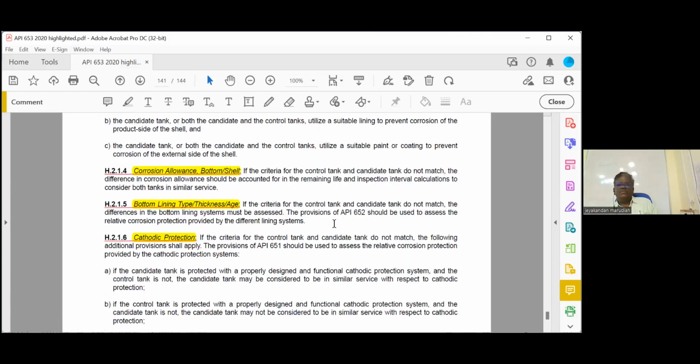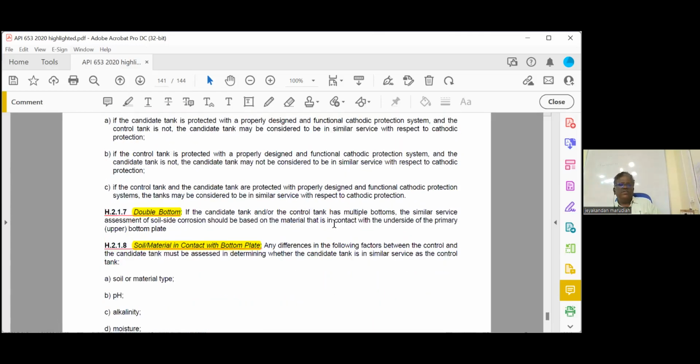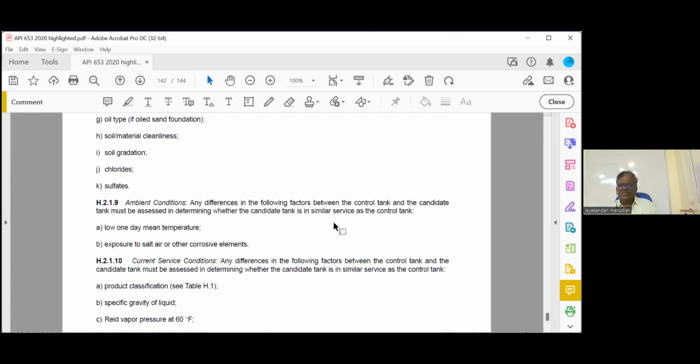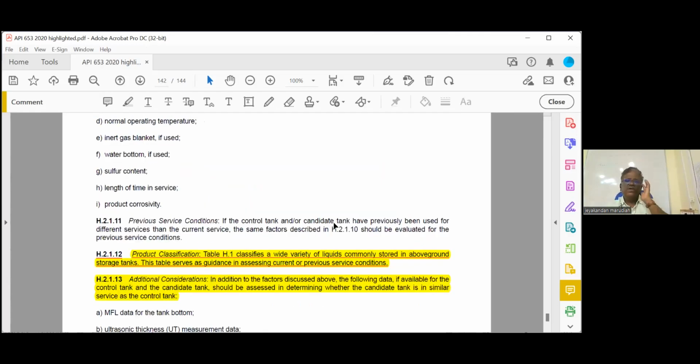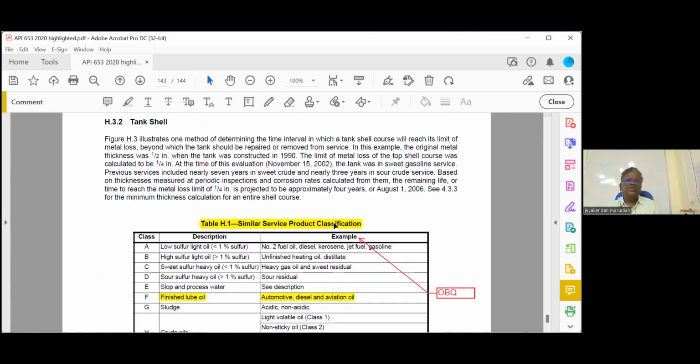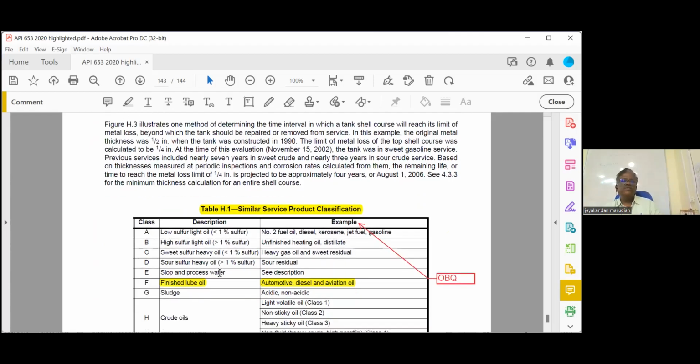These are not important. Leave it. You can have the soft copy. There's no problem. Okay, now just go to this one, this table is important. H3.2 similar service product classification. This table they regularly ask.